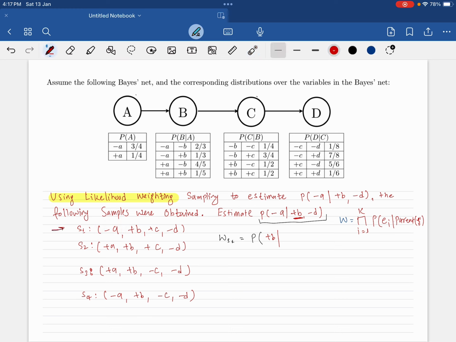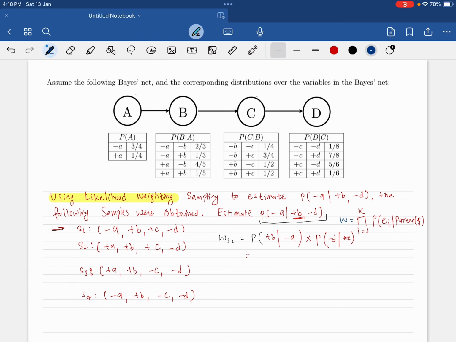So we are finding the weight of the first sample, so that will be minus a here, times the probability of the second evidence. The second evidence is minus d, and its parent is c, so that will be minus d given, and in the sample c is plus c, so given plus c. Now you will look at your table. The probability of plus b given minus a is 1 by 3.